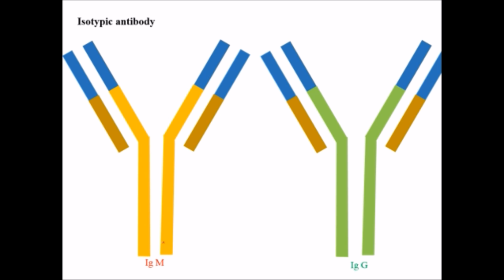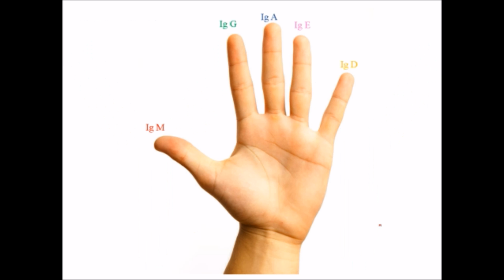This is just like immunoglobulin M, which has the heavy chain mu, and immunoglobulin G, which has gamma. You can relate this isotypic antibody to the five fingers of an individual. It can be immunoglobulin M, G, A, E, and D. Okay, it means the same individual has different types of antibodies, or different sizes of fingers.